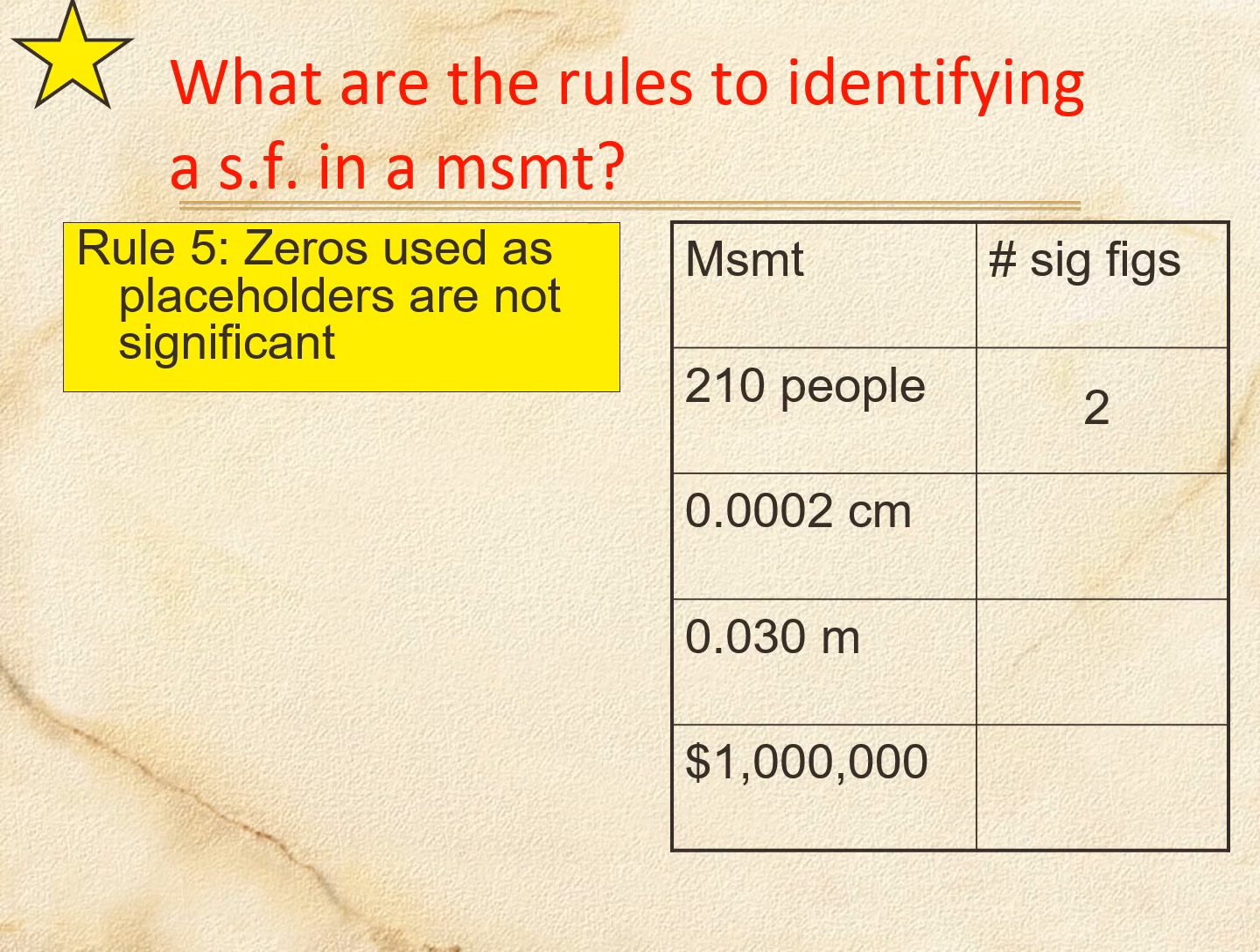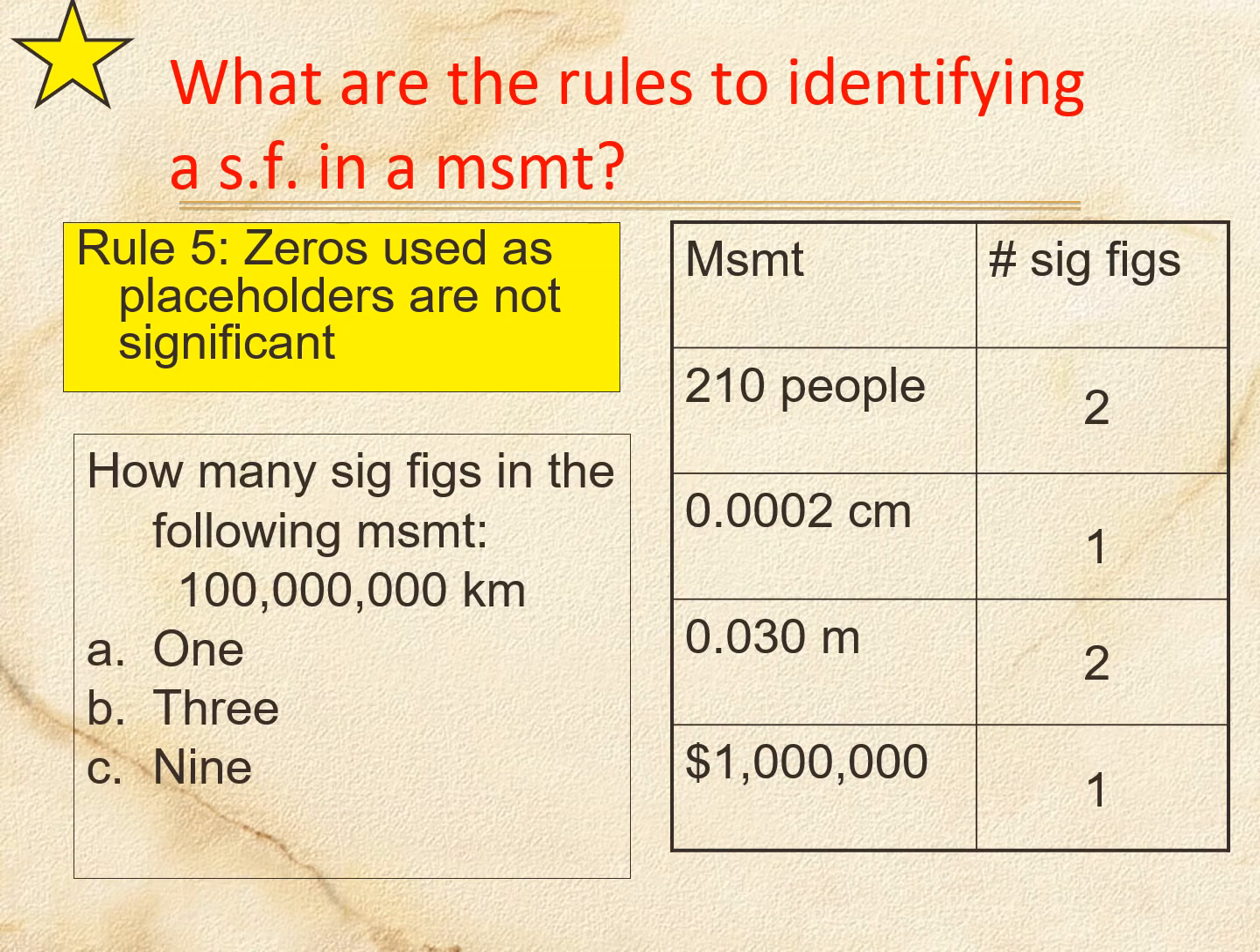0.0002, you haven't reached a real number till you get to the 2, so your sig fig is only 1. And then 0.030, the first sig fig you get to is the 3, so those zeros before that do not count. And the 0 after 3 does count because you reach a significant figure. So the answer is 2. $1 million. Again, all those zeros are placeholders. There's no decimal, so the answer is 1.